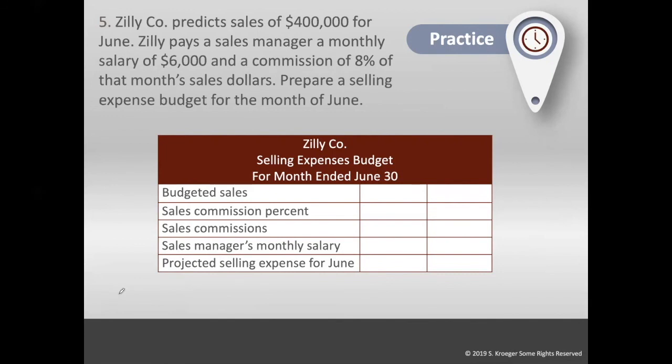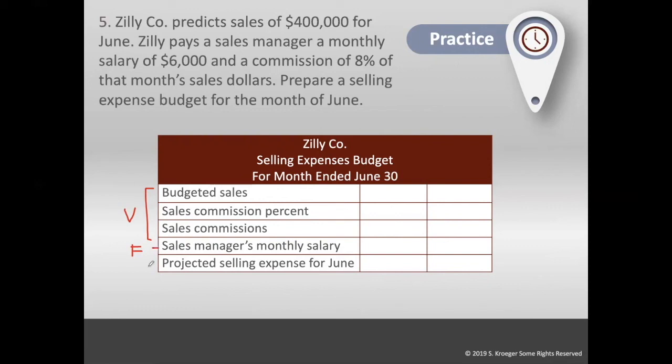Part of this budget is variable and the other part is fixed. The commission part would be variable. Each month, the expected sales would change, therefore, the commission would also change. The salary, that's $6,000, would be the fixed cost, and that wouldn't change month to month whether the sales increased or decreased. The first part is calculating that variable portion, and then we'll add the fixed portion to it.